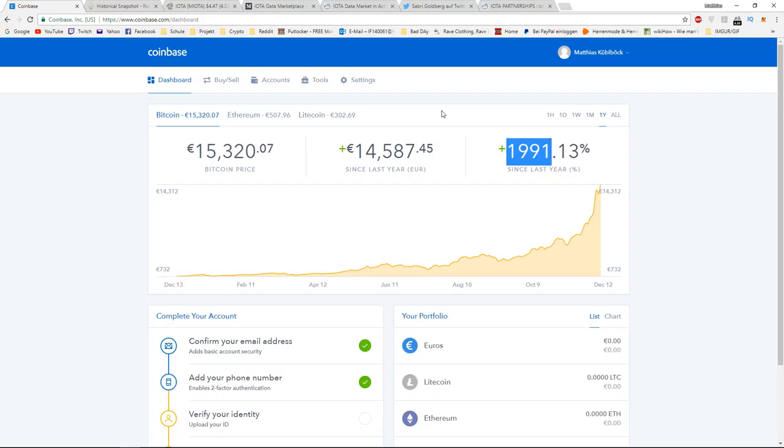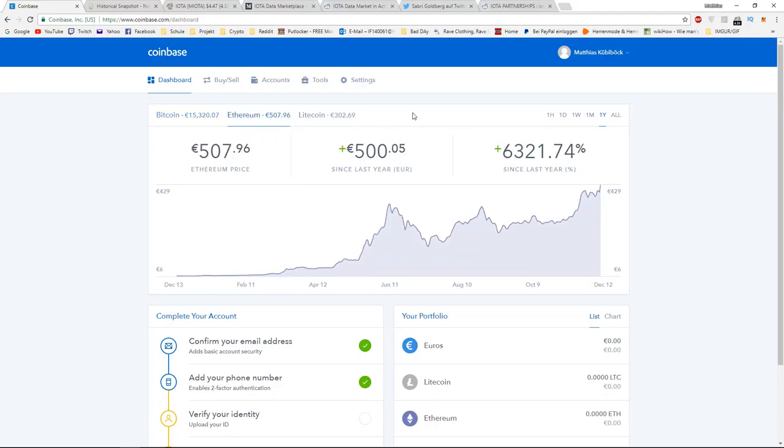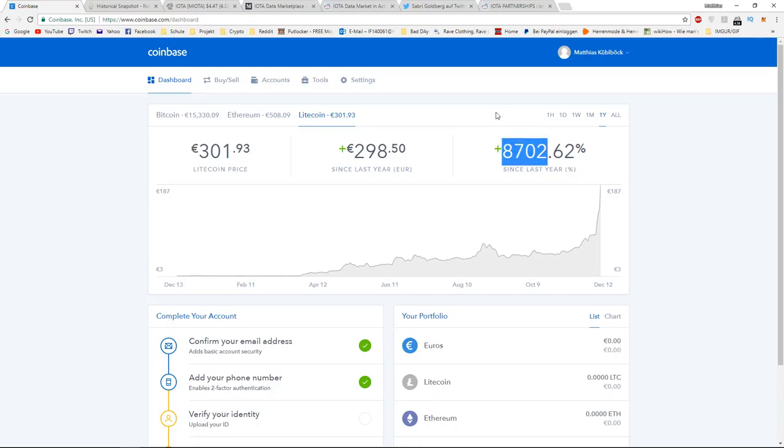1,991%, which is insane by it alone. But if you look at Ethereum, they take this a bit further. Ethereum gained 6,321% in this year, and Litecoin even got 8,700%, which are insane percentages.